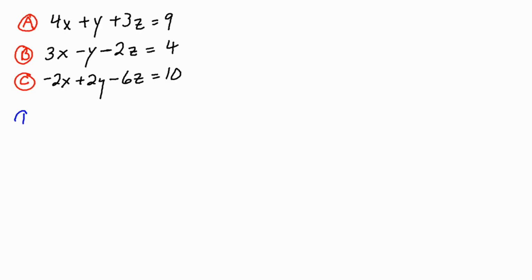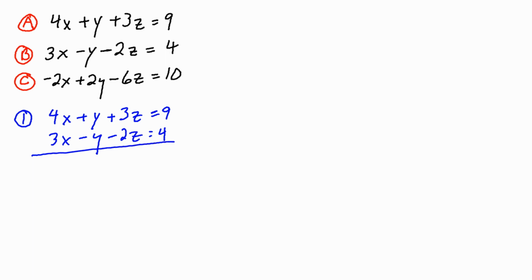My first step is going to be to add A and B. So I have 4x plus y plus 3z equals 9. 3x minus y minus 2z equals 4. 4x plus 3x is 7x. Y minus y is 0. 3z minus 2z is 1z. And 9 plus 4 is 13. So we'll call this one equation D.